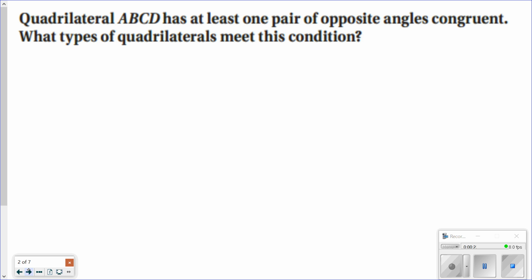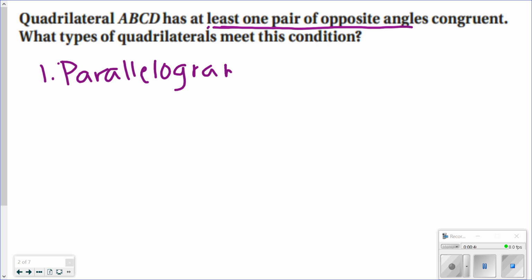For this section, it's very important that you have all of your definitions of quadrilaterals and the different types, as well as the properties for all of our quadrilaterals. So think about all the quadrilaterals that we've learned so far and which ones have at least one pair of opposite angles. Well, one would be a parallelogram. If I were to sketch this out, we know that they actually have two pairs of congruent angles that are opposite, and this said at least one pair, so that one works.